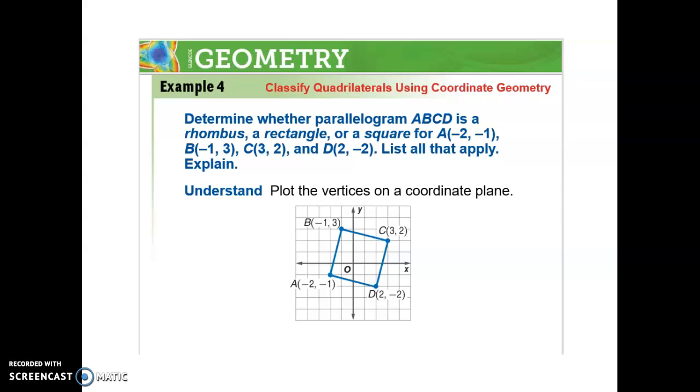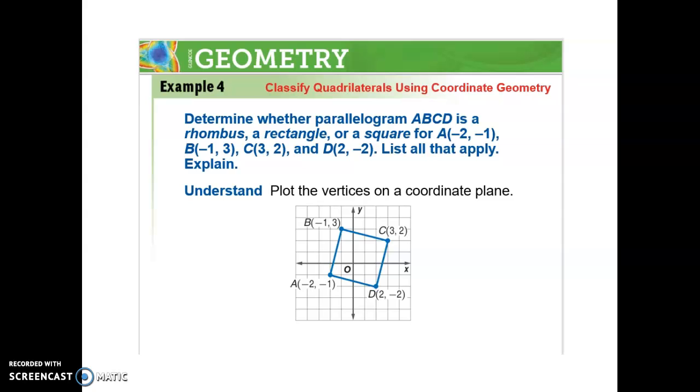So we want to determine whether this parallelogram ABCD is a rhombus, rectangle, or a square. Now, by just looking at it, it appears from the graph that the parallelogram is possibly a rhombus, a rectangle, and a square. The only way we can tell if it's specifically one or the other or all three is by its diagonals. If the diagonals are perpendicular, then ABCD is either a rhombus or a square.